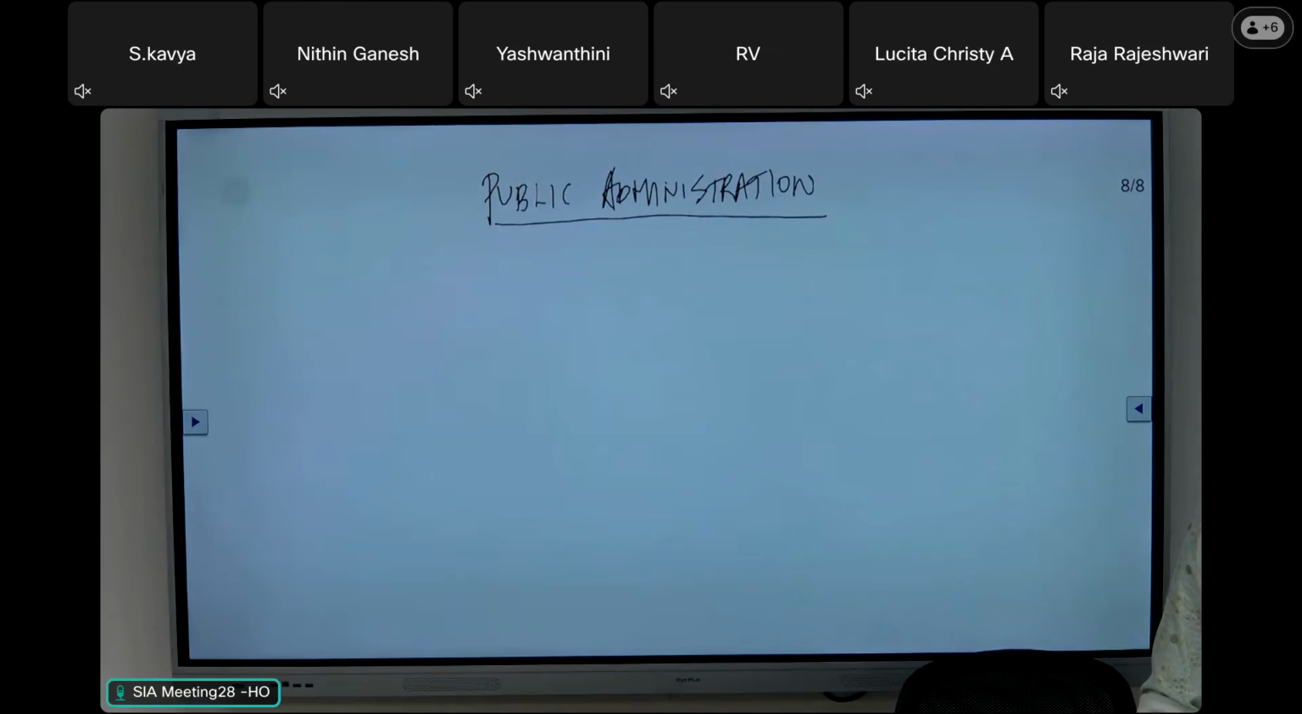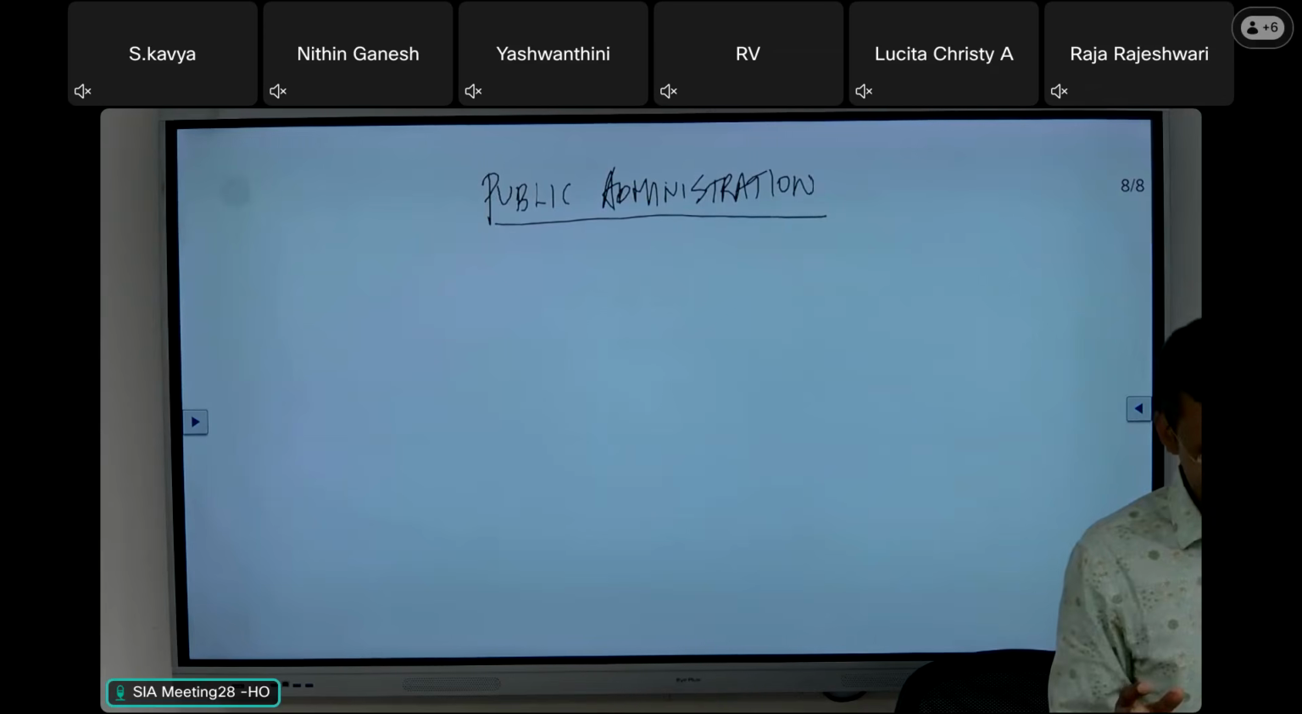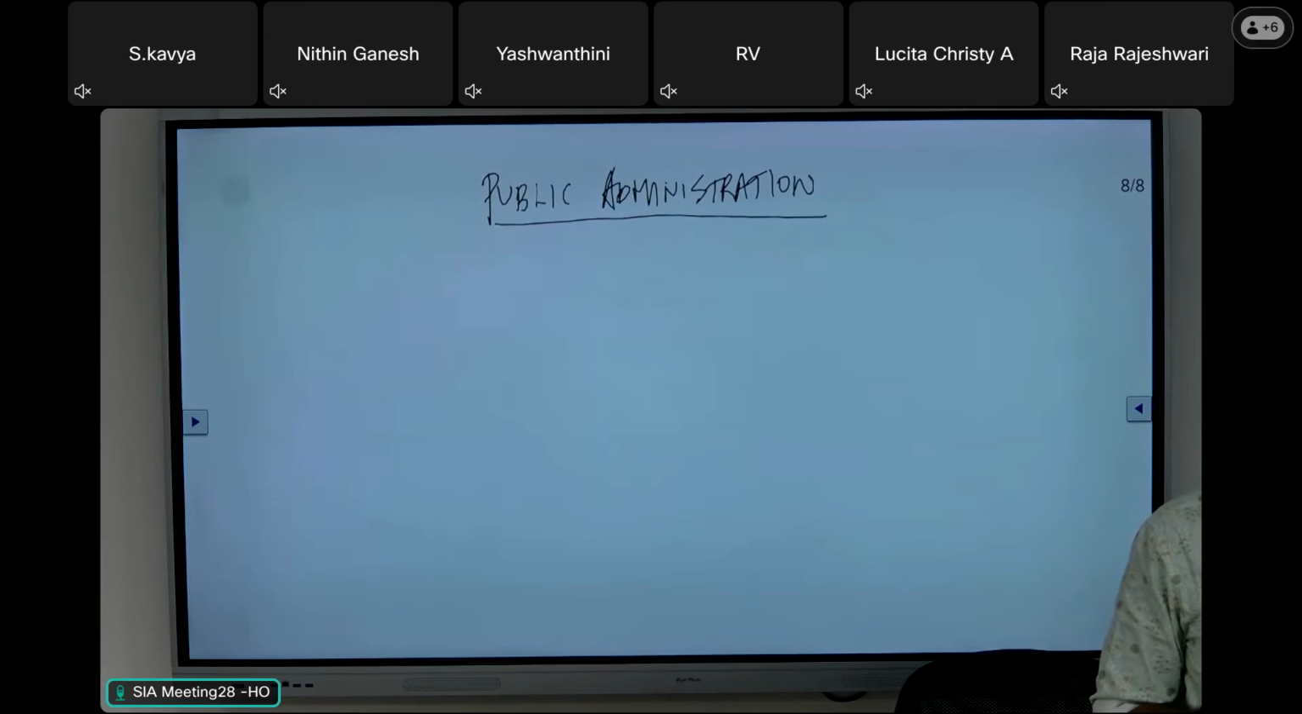Simple way of understanding public administration is, if you are able to think of your family, what they are doing within the family system, on a larger scale, with technical terms, we call it public administration, correct?